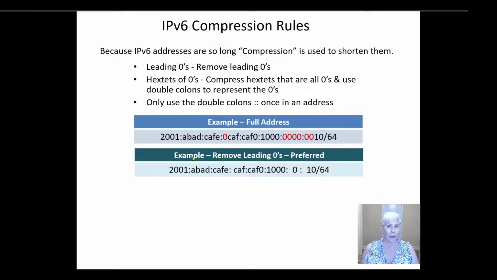Here would be an example of just removing the leading zeros. Right here, I've removed the leading 0. And then right here, I've removed the 3 leading zeros and I've left 1 0. And then in this last hextet, I've removed the 2 leading zeros. This is actually the preferred way to do IPv6 addressing, is to remove leading zeros. And the reason is because then we can still see the full 8 hextets.